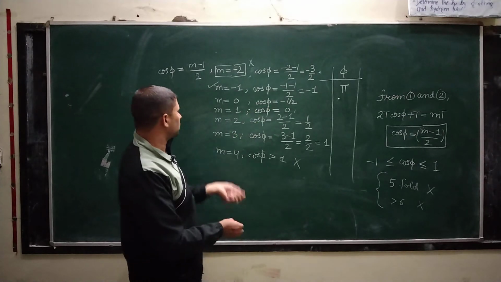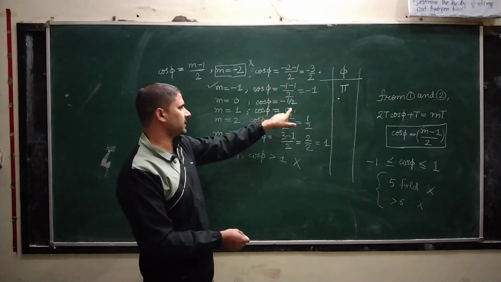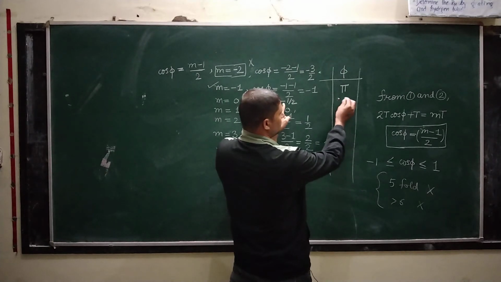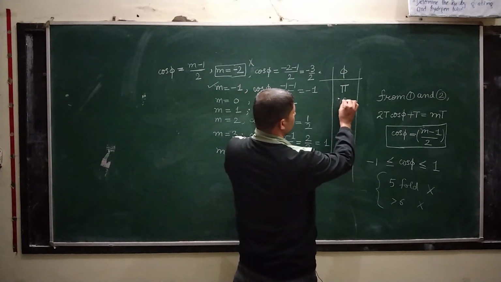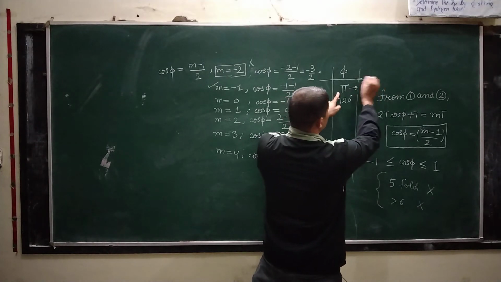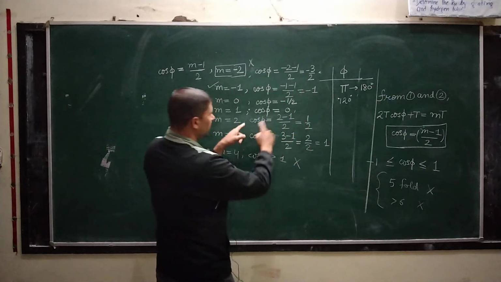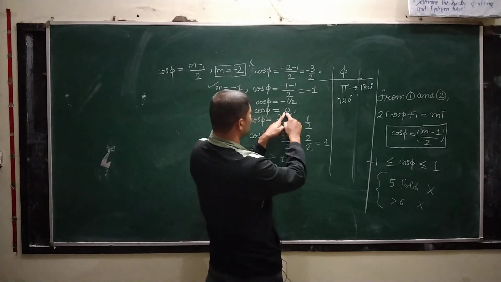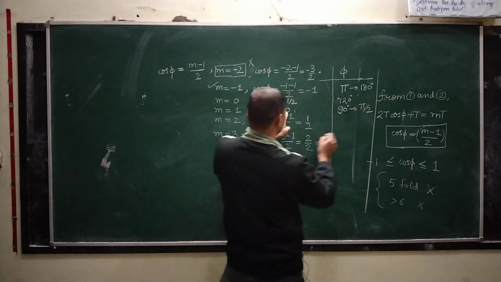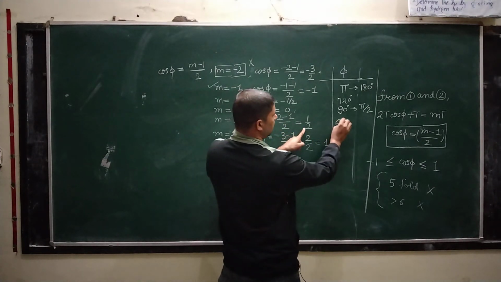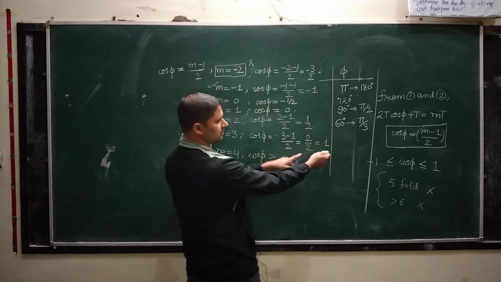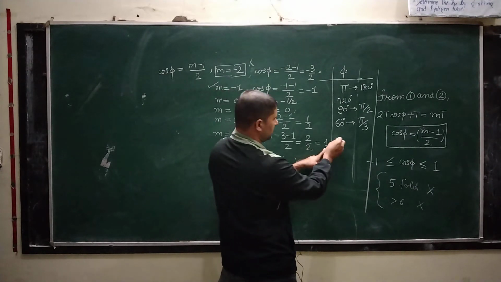Okay class, so if you put the values of m, you will get the values of cos phi to be minus half, 0 and half. Cos phi is minus half at 120 degree. You can write it in terms of pi also, and pi is 180 degree. Here cos phi is 0 for 90 degree, or pi by 2, and here cos phi is half at 60 degree, which is pi by 3. And next, cos phi equal to 1 is at 0 degree.